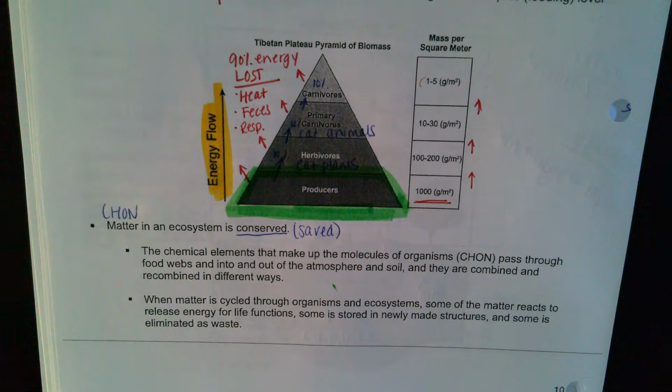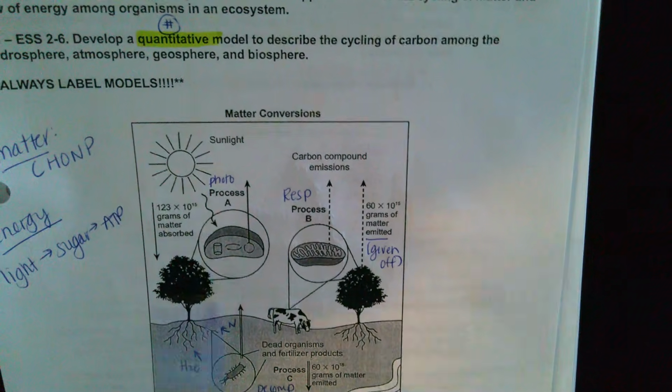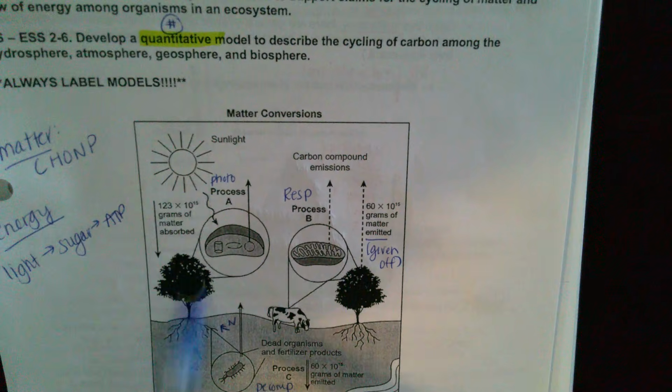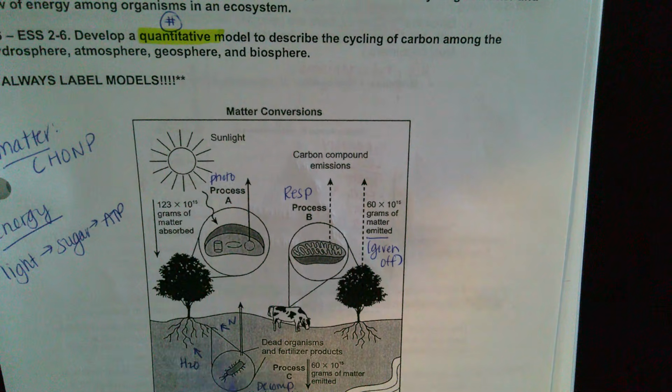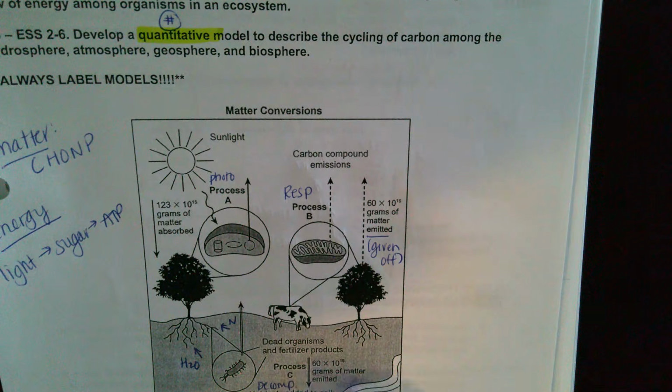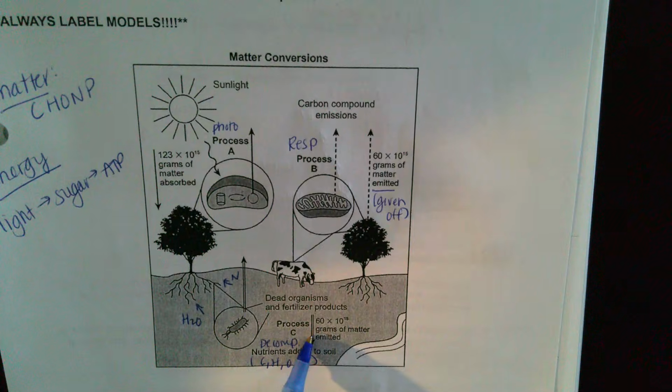The chemical elements that make up the molecules of organisms pass through food webs and into and out of the atmosphere and soil, and they are combined and recombined in different ways. This is really just saying that when I look on the previous page, what's happening to the carbon? Some of the carbon is being taken in by the plant, then some carbon is being given off. Over here, when this plant dies, then that gets put into the soil or the geosphere.